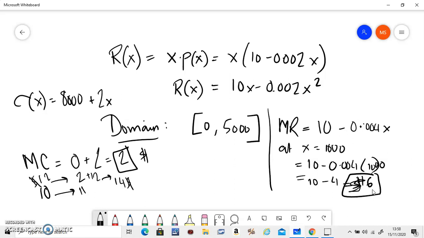So once again, the meaning of the $6 here is, if you make the 1,001st unit, your revenue is expected to increase by $6. And this is the application of differentiation, marginal analysis. If the question is telling you to graph anything, you should only do it from 0 to 5,000, because that is the domain for this problem.